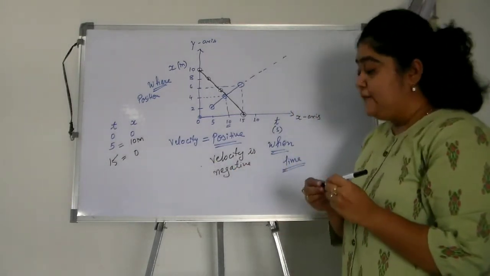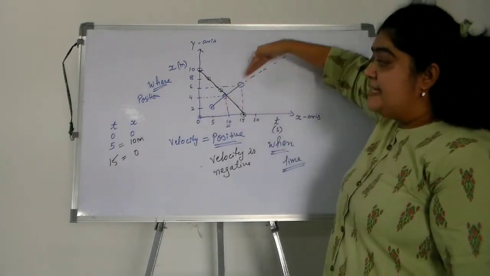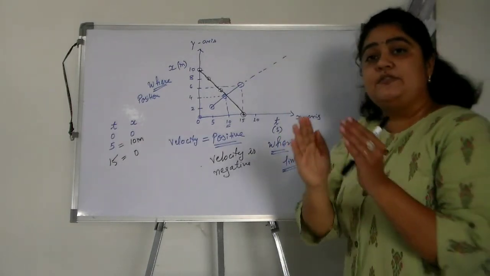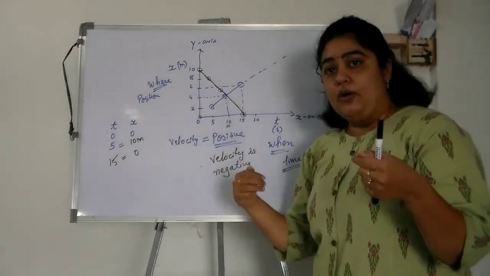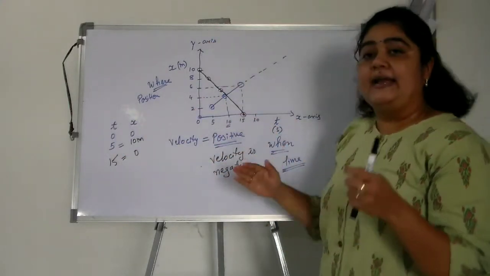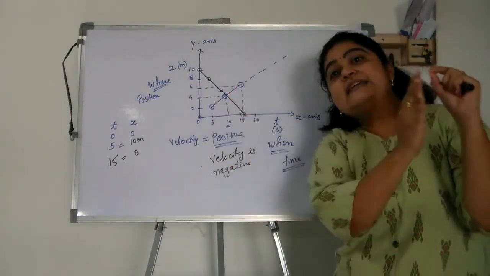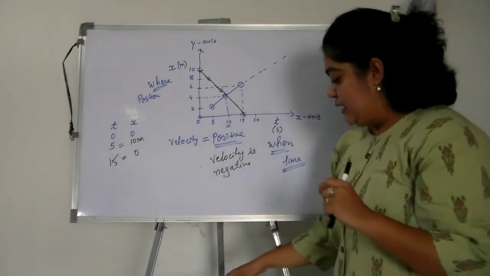Okay. So in the first case, the blue line, the velocity is positive. That means the distance from the origin is increasing with the increase in time. Now in the second case, the black line, the distance from the origin, that is the initial position, is decreasing with the increasing time. So we have a negative velocity.